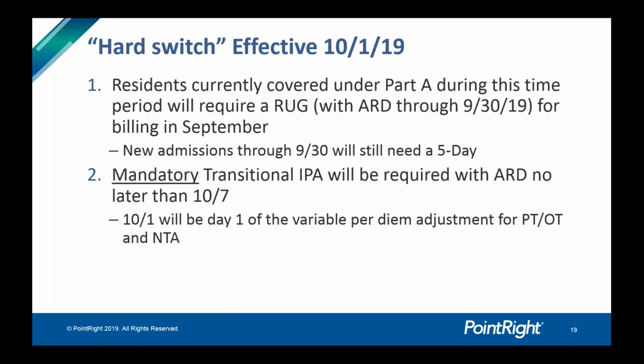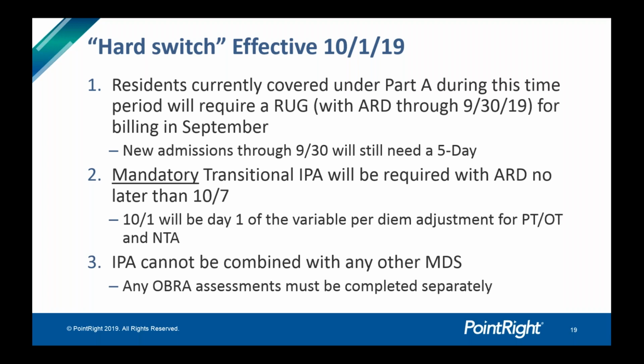So what that means is for the first 3 days of October, your NTA is going to be times 3, whatever that case mix is, and your PT/OT is going to be set, but then it will start to taper come day 21. But this will be day one for that variable per diem adjustment, even if the resident has been in the facility for 3 weeks.